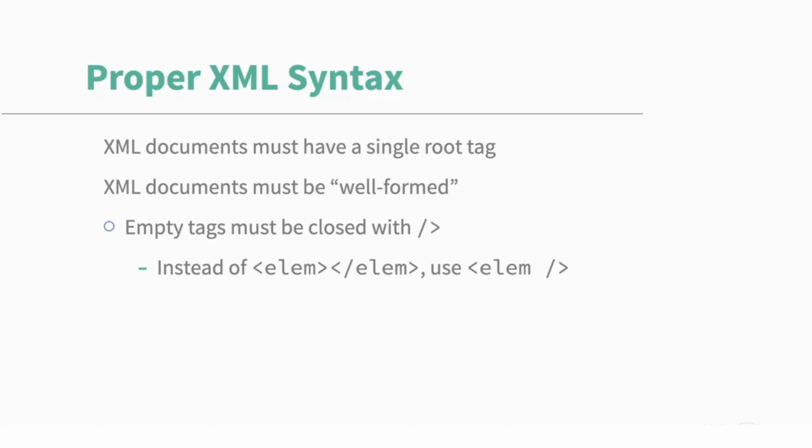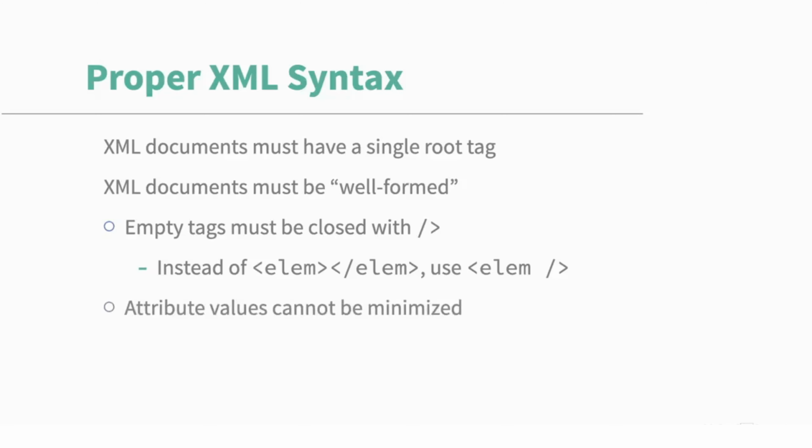In XML, remember, you get to make up your own tags, and the program that's parsing the XML may not know what a particular tag is or what it means. So you have to indicate that a particular tag is empty by including that trailing slash before the closing angle bracket.